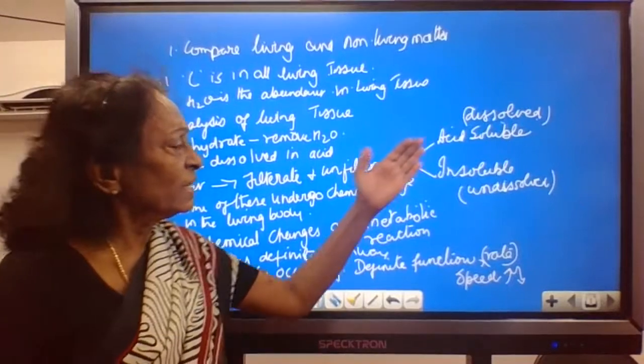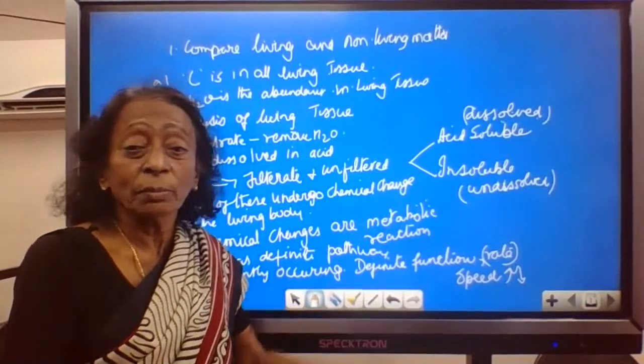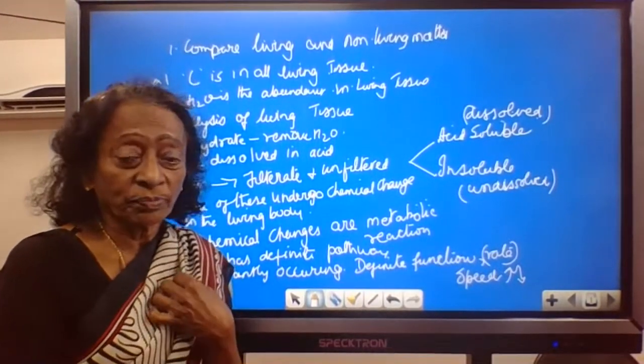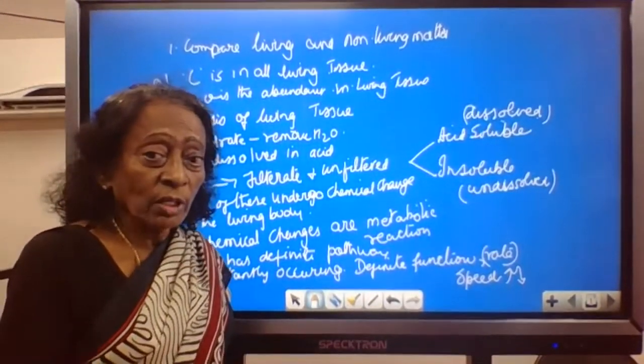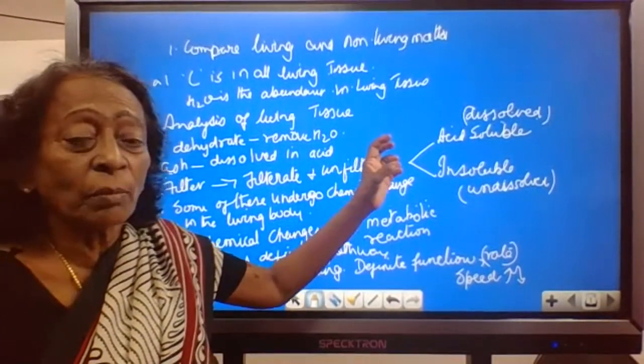Now, the size of these molecules is smaller. These are larger molecules which cannot be filtered, and those are smaller molecules which will easily dissolve in the medium, in the solvent. So the first difference they found out is the difference in their molecular weight.